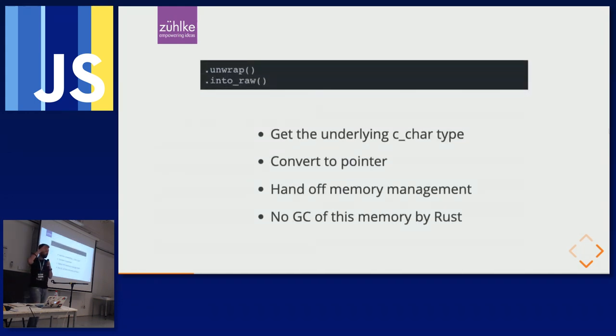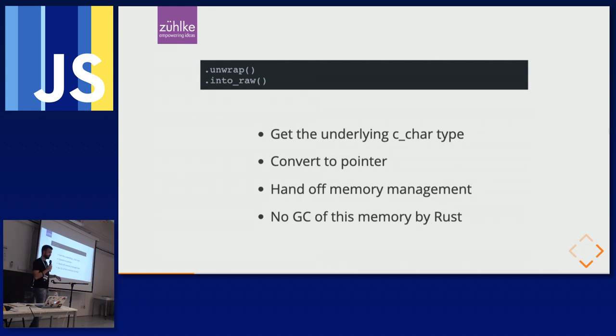Then, as soon as we have that CString object, we have to make sure that we get to that pointer. So the first thing we do is unwrap it. What that means is, kind of like unboxing, it will take away that CString stuff, and we will be left with that C character type. This is what we want. Then with into_raw, we will convert it to a pointer. Instead of the actual type, we will have a pointer in our hand. This is what we want.